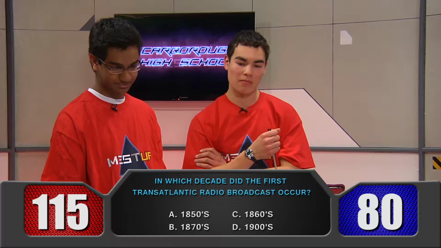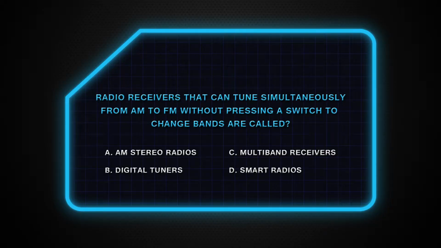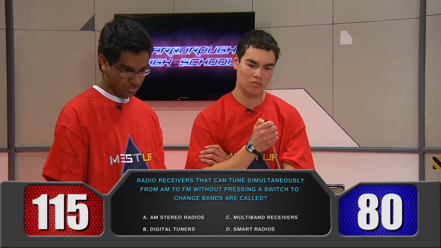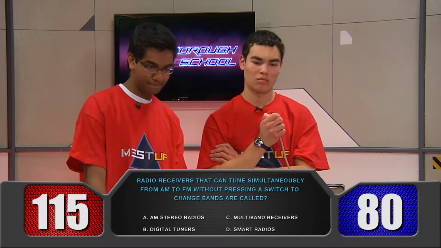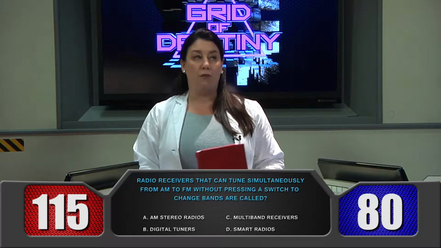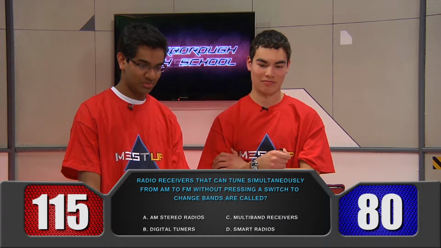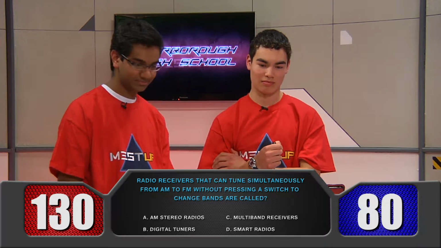Technology for 15. Radio receivers that can tune simultaneously from AM to FM without pressing a switch to change bands are called A, AM stereo radios, B, digital tuners, C, multiband receivers, or D, smart radios. Red team. C. That's correct.